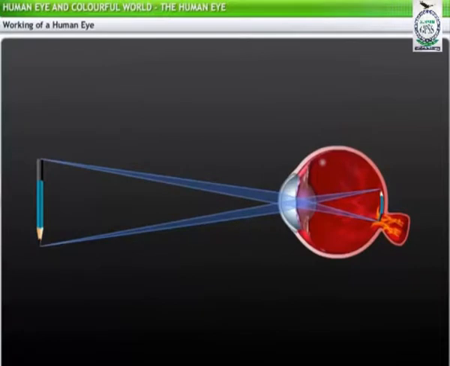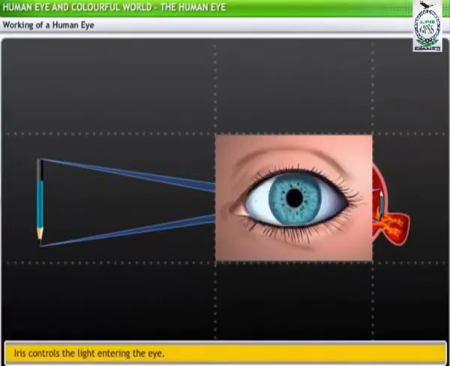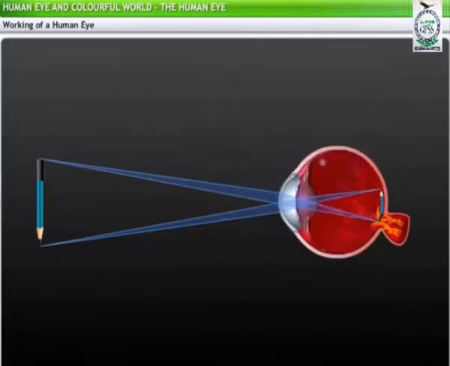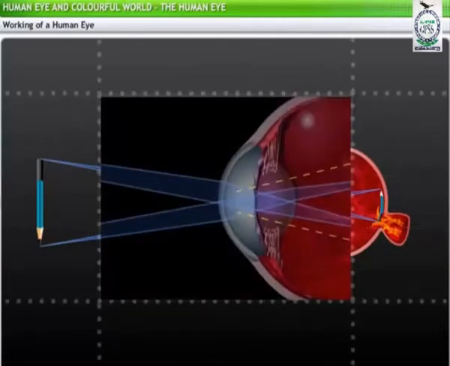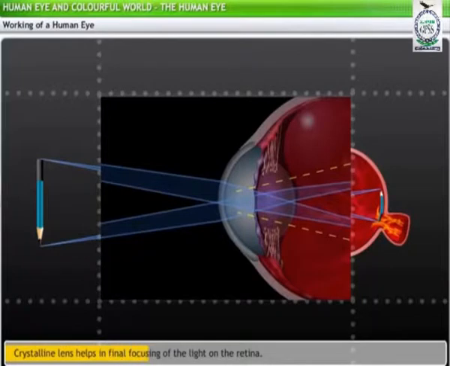With the help of involuntary movement of the ciliary muscles, the iris and the pupil control the light entering the eye and incident on the lens. The crystalline lens, being biconvex in nature, refracts the light rays it receives. It helps in final focusing of the light on the retina to form a real image.